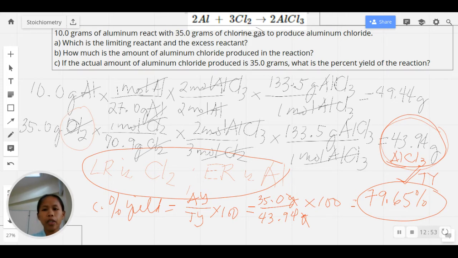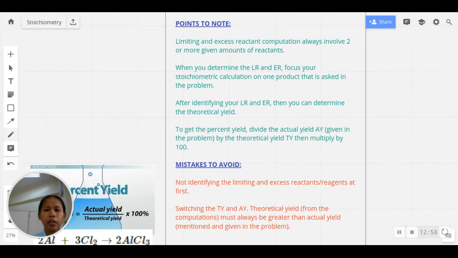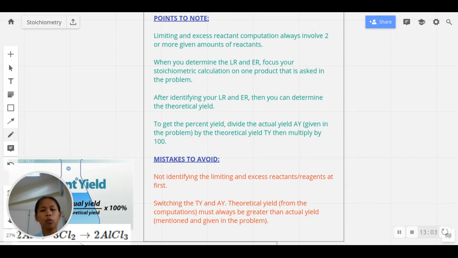So let me end with some points to note and mistakes to avoid. Remember that limiting and excess reactant computation will always involve two or more given amounts of the reactants. You would notice that in the problem. So that's your hint whether you're doing LR and ER or just a basic stoichiometric calculation. In the basic stoichiometric calculation, you were just given one value of any of the substances, while if you have ER and LR, you're given two or more substances, particularly the reactants. Second, when you determine the LR and ER, focus your stoichiometric calculation on one product, most especially the product that is being asked in the problem, just like what we did a while ago.